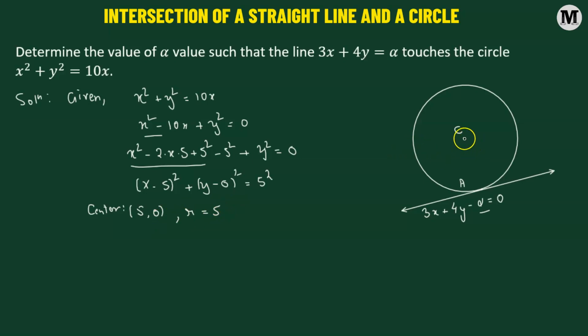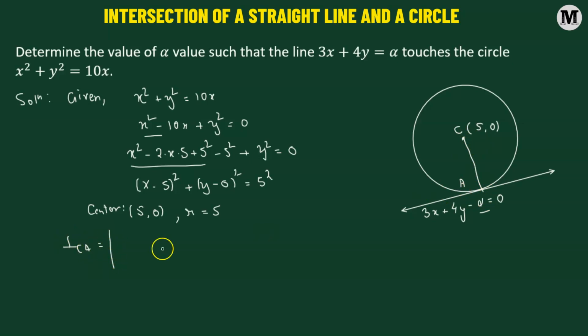Okay, so let's do one thing. Let's join point C and the point of tangency, that is point A. Now we have the coordinates of the center, that's 5, 0. Now we can define this perpendicular distance CA. Now let's find out the perpendicular distance CA.